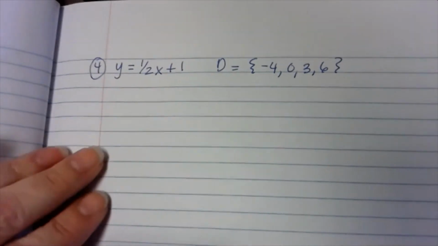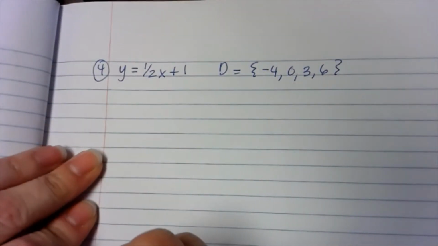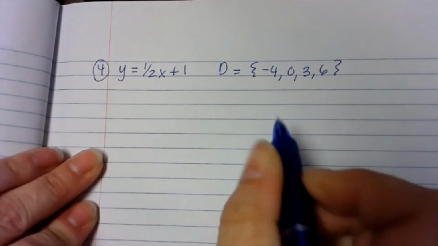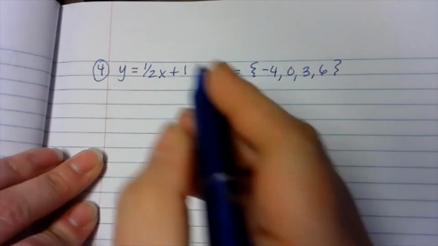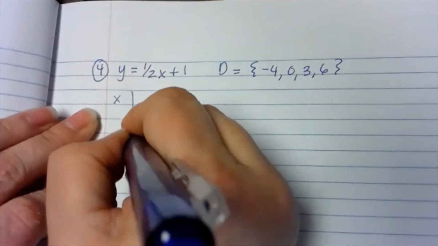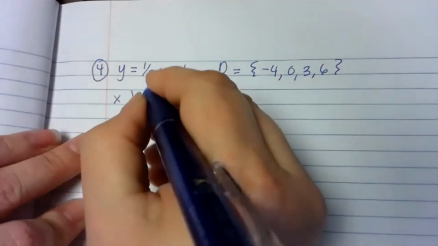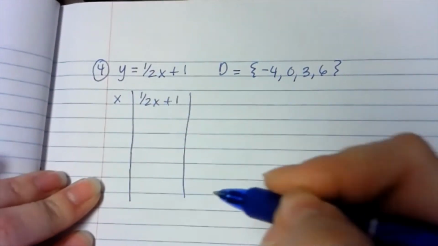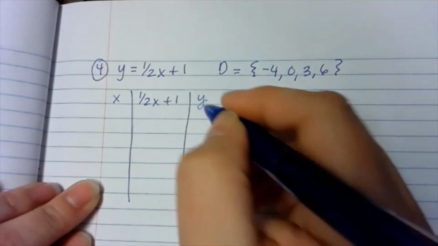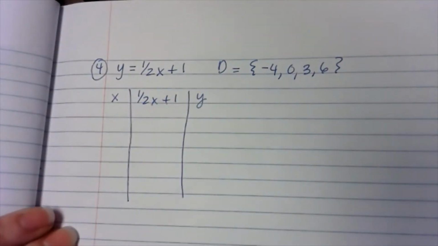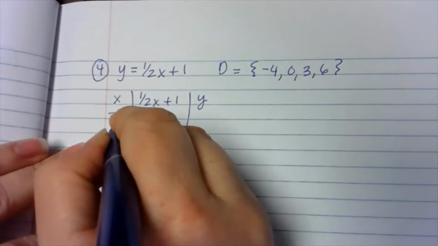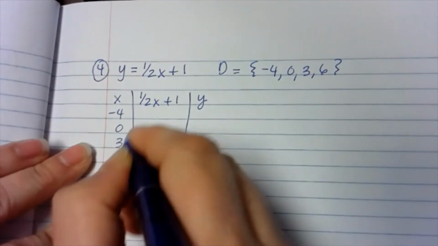So let's make another table. So if this is our domain, that means these are all our x values. They've been given to us. And we're going to plug them into 1/2 x plus 1. And that should give us our y value. Okay, so let me go ahead and put in -4, 0, 3, and 6.